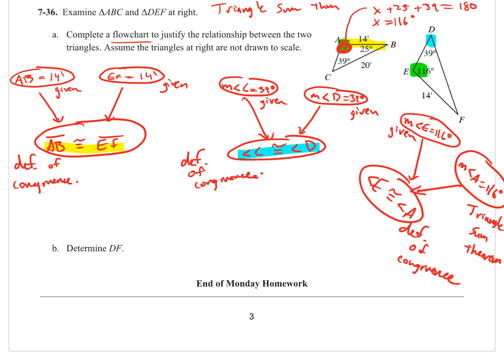All right, so as pointed out before, we now know that those two angles are the same, these two angles are the same, and these two sides are the same. And that forms the AAS congruency condition.